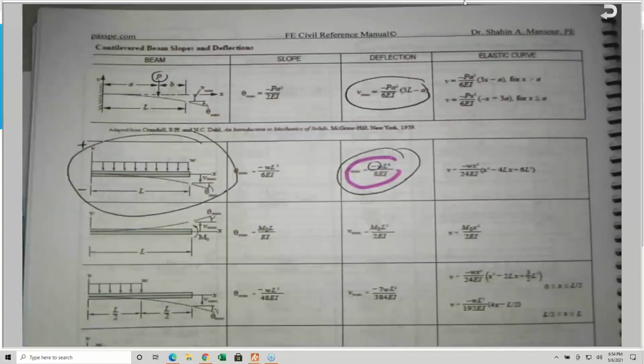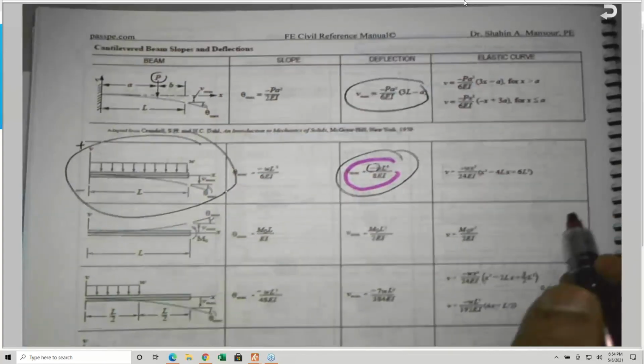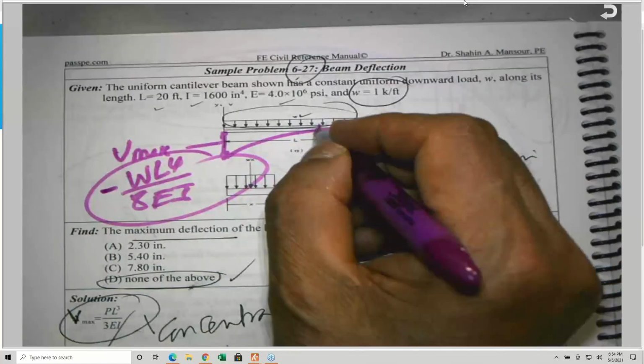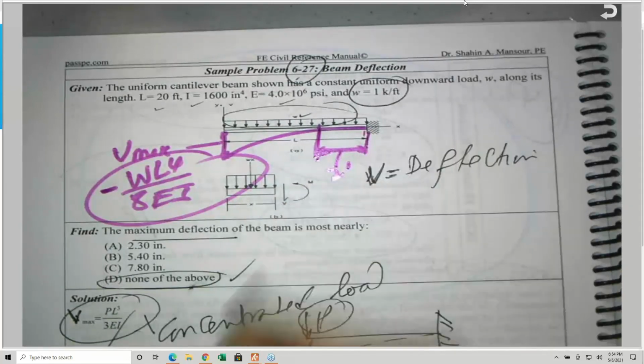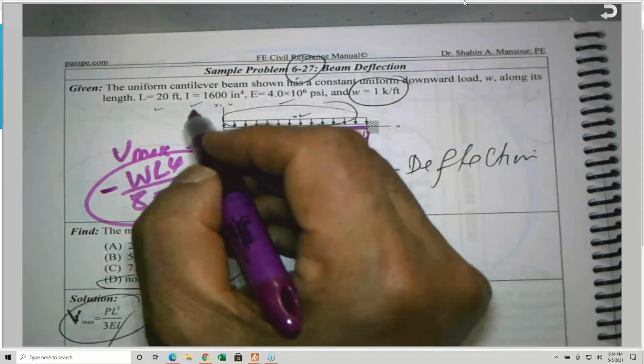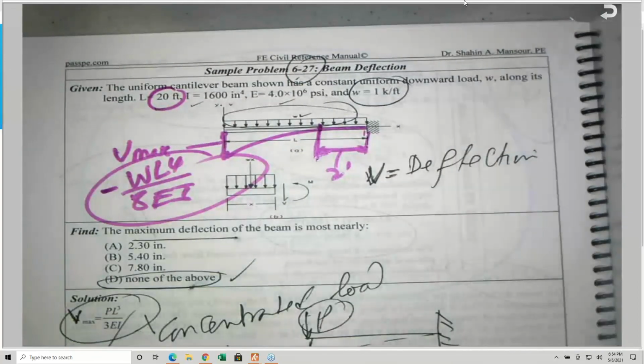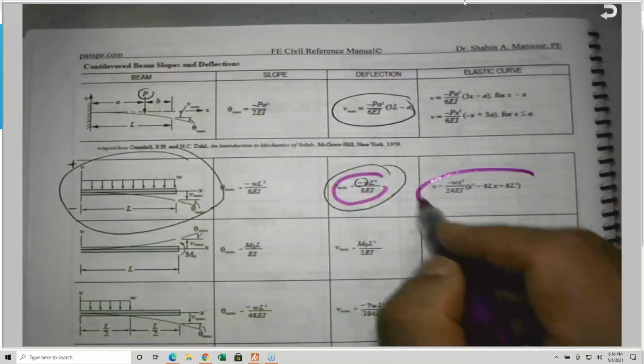And not necessarily is he going to ask you for the maximum deflection. He will tell you to find the deflection at 2 feet from here. So he'll give you 2 feet. If L is given to be 20 feet, he will ask what is the deflection at 2 feet from here. So what I'm going to use, I'm going to use this equation.